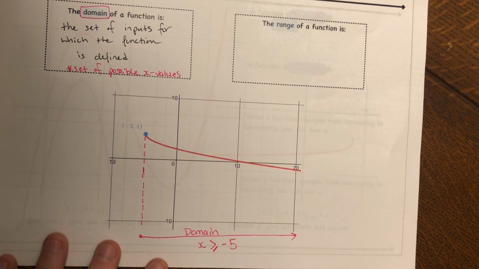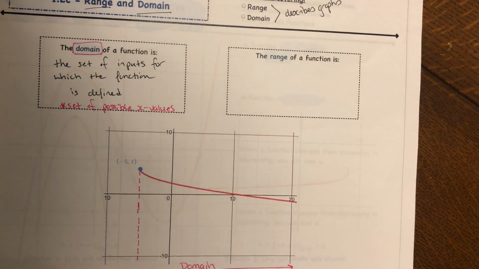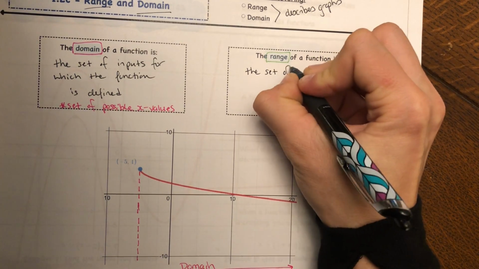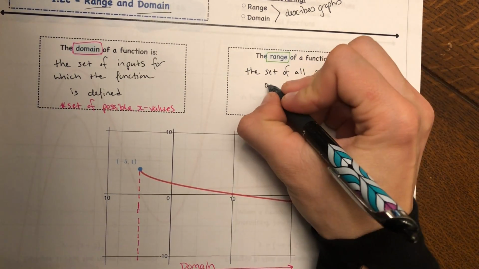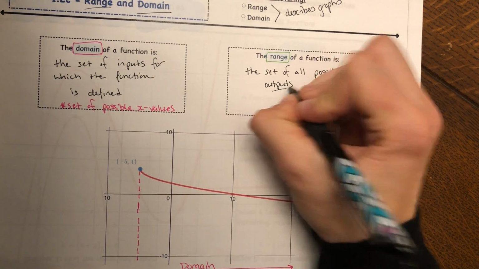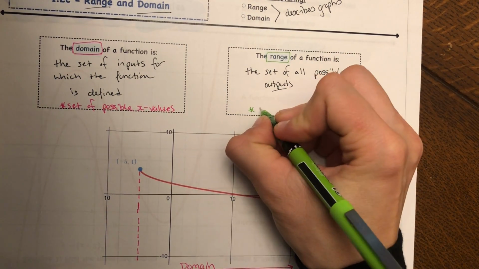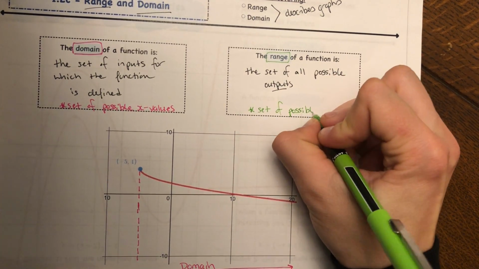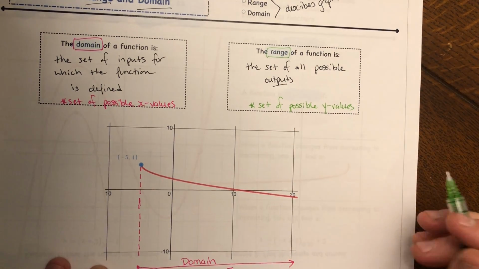Lovely. All right, the range of a function, as you can probably guess, has to do with our y values. So I'll do this one in green. The range is the set of all possible outputs, which in other words is the set of possible y values. The set of possible y values.